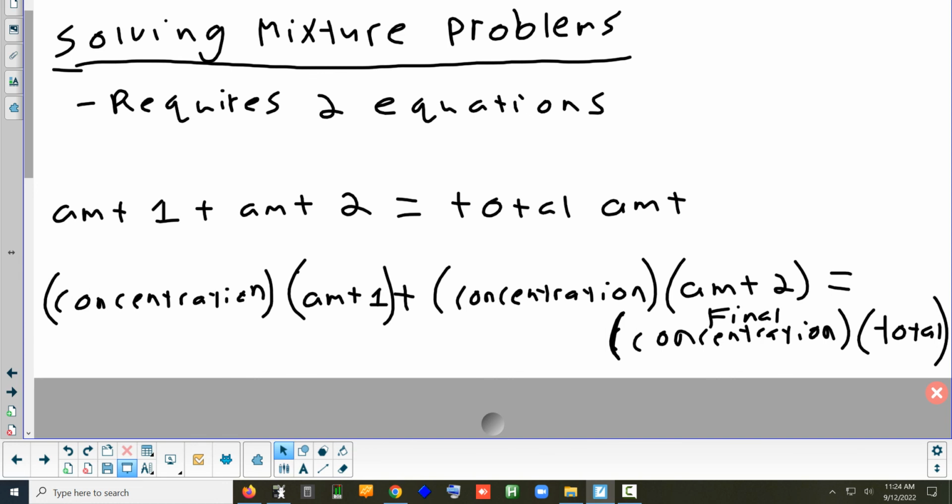Is concentration going to be in decimal or? Yeah, the concentration has to be as a decimal. Okay. So if they said a 12% solution, we're looking for 0.12. All decimals.